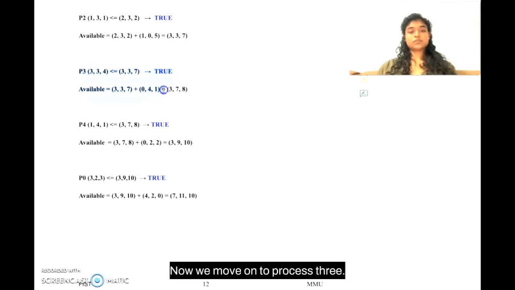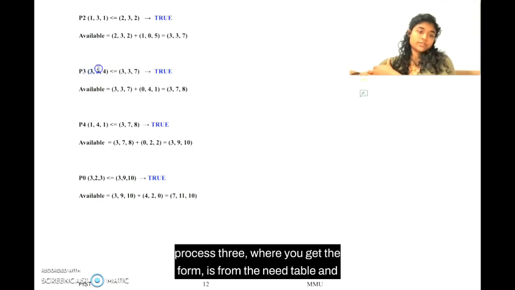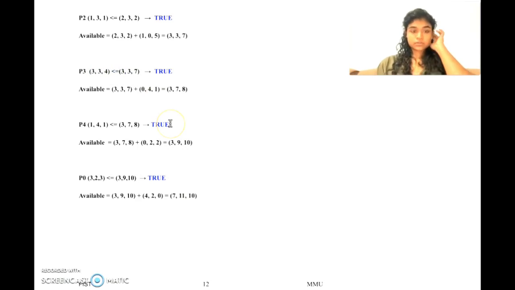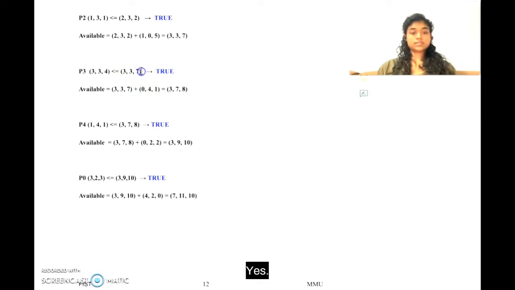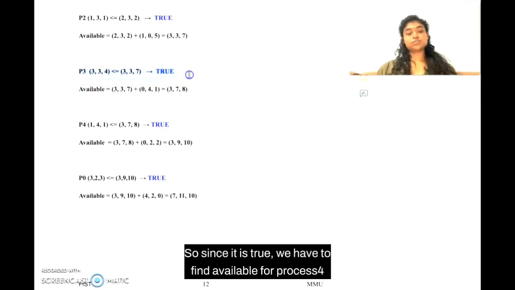Now we're going to move on to process 3 since it's there. So process 3, where you get the 3, 3, 4 from is from the need table and your available that you have found in the previous question. So is 3 greater than or equal to this 3? Yes. Is this 3 greater than or equal to this 3? Yes. Is this 7 greater than or equal to 4? Yes. So since it is true, you're going to have to find a new available for process 4.